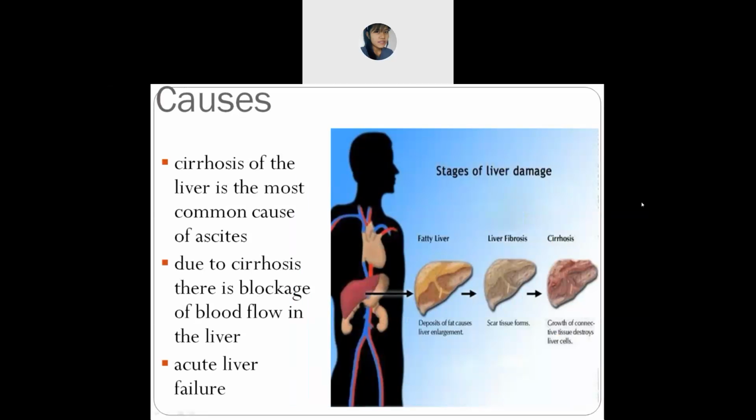And next, since there will be cirrhosis of the liver, the liver will become damaged, the liver will become bad. Because of that, there will be blockage in the blood flow in the liver. The blood won't be able to flow properly. So that's why this will occur. Next is acute liver failure. Since all these things are occurring, obviously there will be damage in the liver also, so there will be acute liver failure. All right.